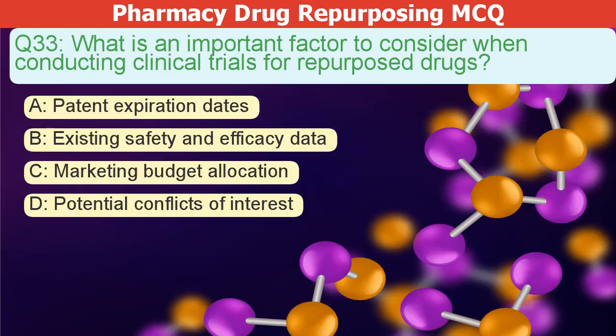What is an important factor to consider when conducting clinical trials for repurposed drugs? A. Patent expiration dates. B. Existing safety and efficacy data. C. Marketing budget allocation. D. Potential conflicts of interest.